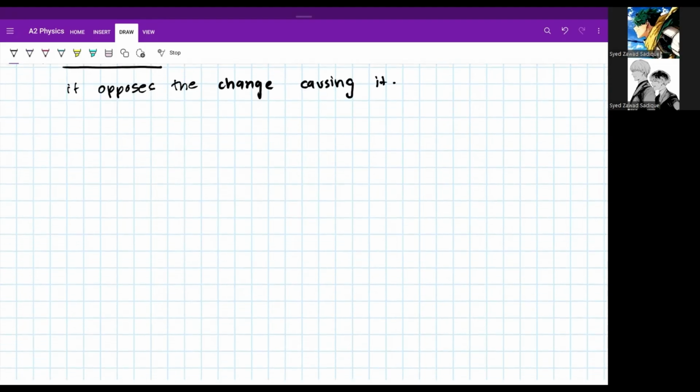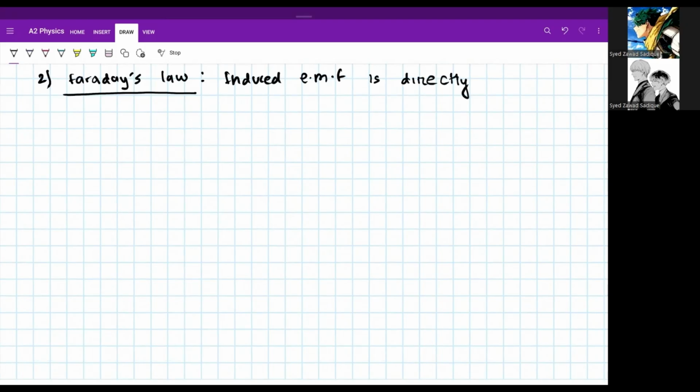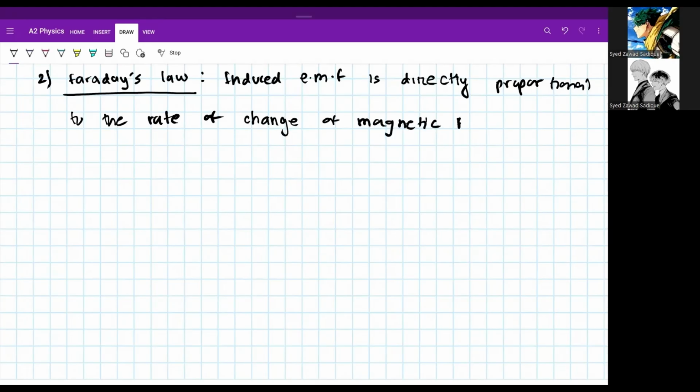Number two, Faraday's law. Faraday's law states induced EMF is directly proportional to the rate of change of magnetic flux linkage.